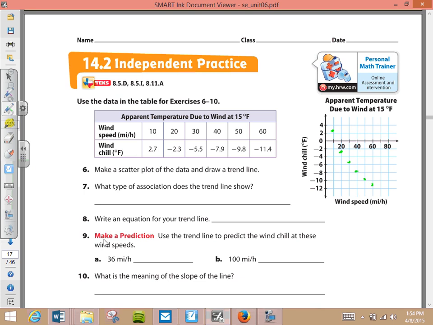Totally, right? What kind of trend is it? What kind of association? It is a negative association. That's what the trend line shows. So you can, where do we start the line? At the top point?